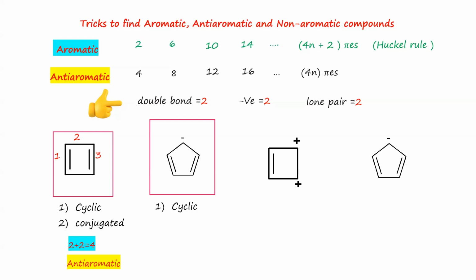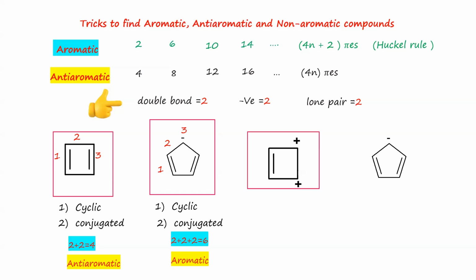Next one, it is a cyclic compound, double bond, single bond and then negative charge. So this compound has a conjugated system. There are 2 double bonds, so we can write 2 plus 2 and for the negative charge you can write plus 2, so total is 6. So it is an example of an aromatic organic compound.